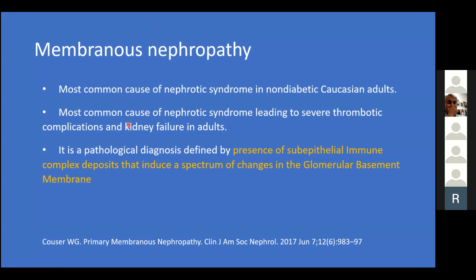So this is the most common cause of nephrotic syndrome, leading to severe thrombotic complications and kidney failure in adults. Membranous nephropathy is a pathological diagnosis. It is defined by the presence of subepithelial immune complex deposits. These immune complex deposits induce a spectrum of changes in the glomerular basement membrane.